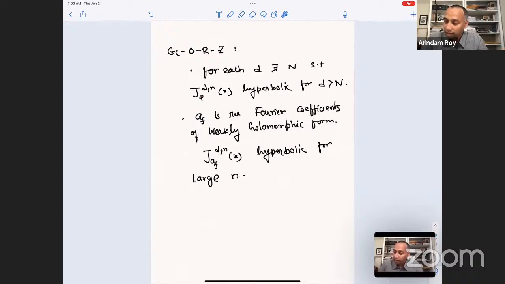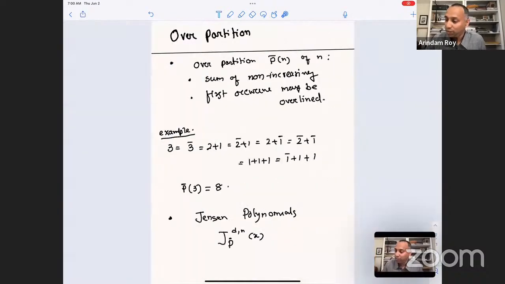I also want to mention that they considered, and it works the same way, the coefficients of weakly holomorphic modular forms. So basically, you consider the Jensen polynomial whose coefficients are a_f(n), and they also managed to show that the corresponding Jensen polynomial for any degree is eventually hyperbolic in n. All right, any questions so far? Let me move on to the next one then.